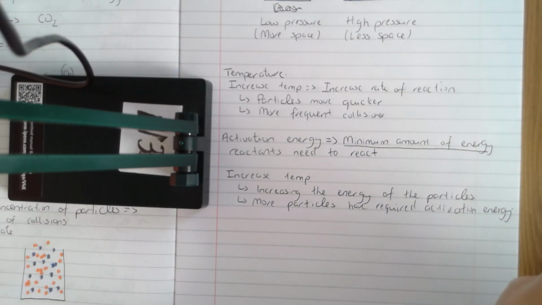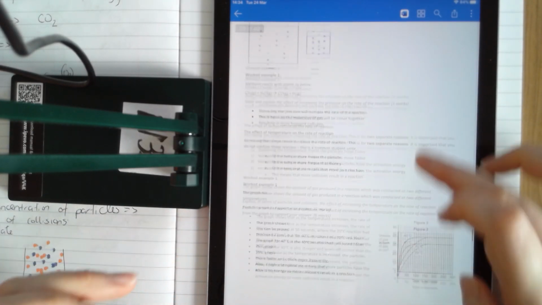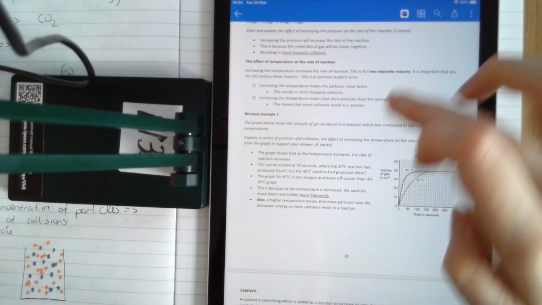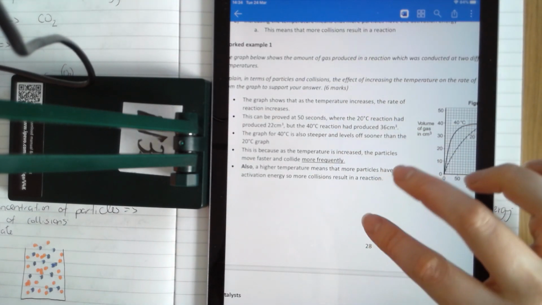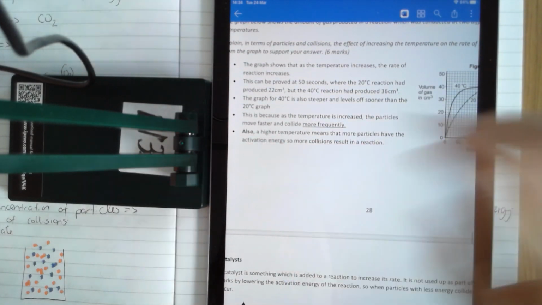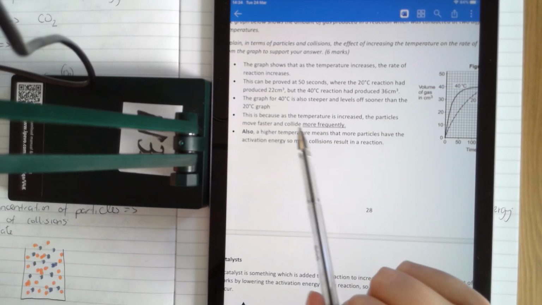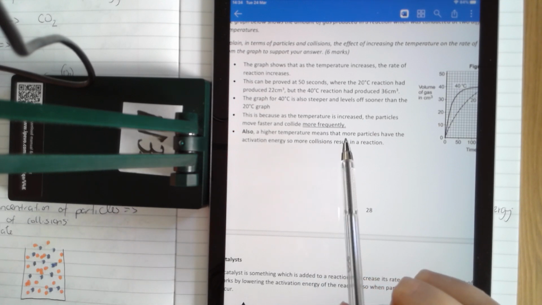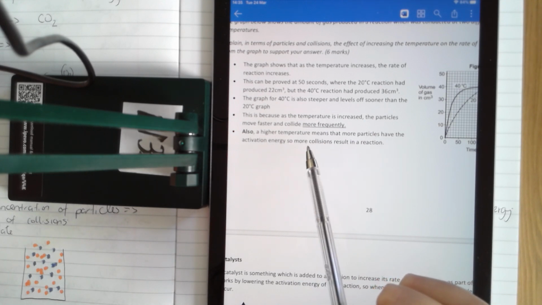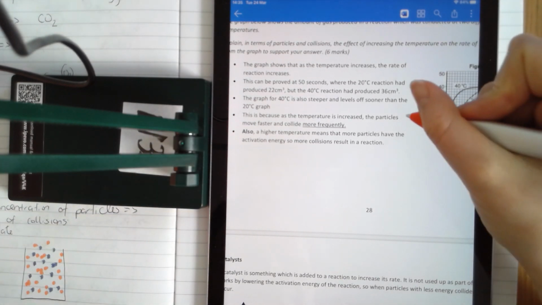And in your booklet, I just want to draw your attention to page 28. I've written this out for you here, but I just want to draw your attention to how you would write this in an exam. So you ignore the rest of the answer for now. But when you're talking about increasing temperature, you have to tell me that the particles move faster and collide more frequently. That's mark 1. You also need to say that a higher temperature means that more particles have the activation energy, so more collisions result in a reaction. So in your booklets there at the bottom of page 28, learn those two sentences.